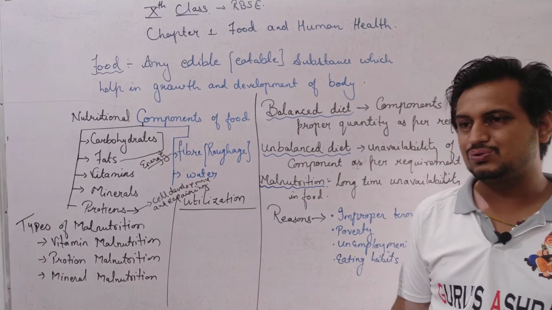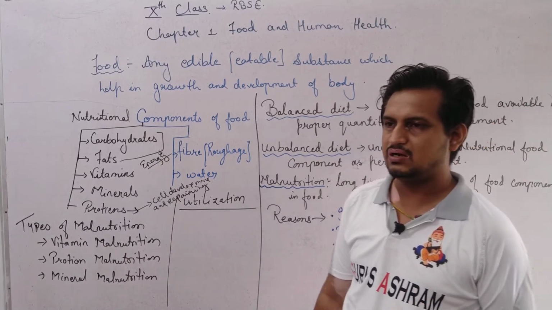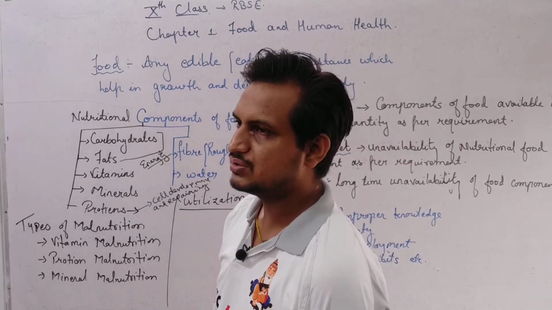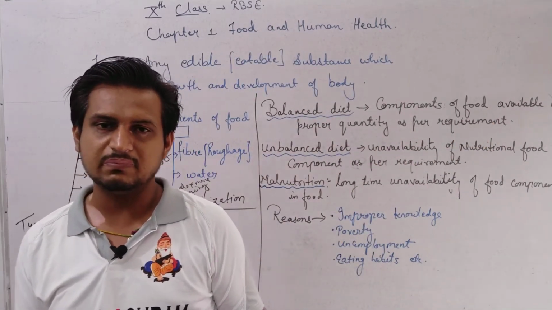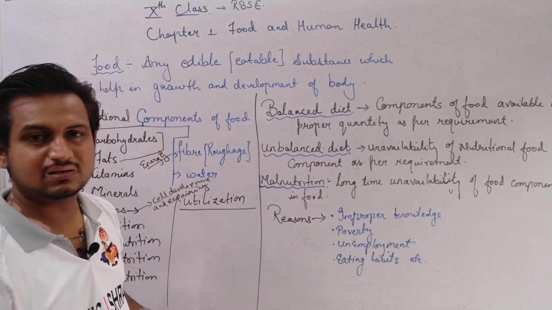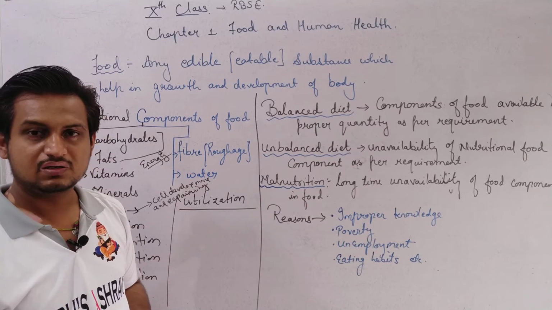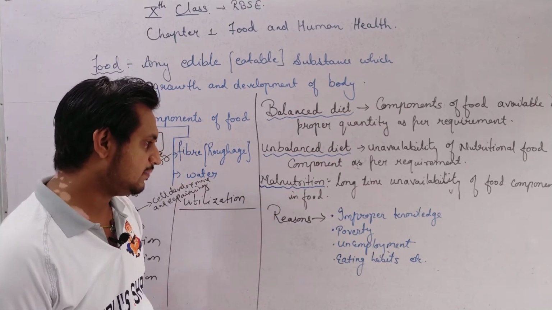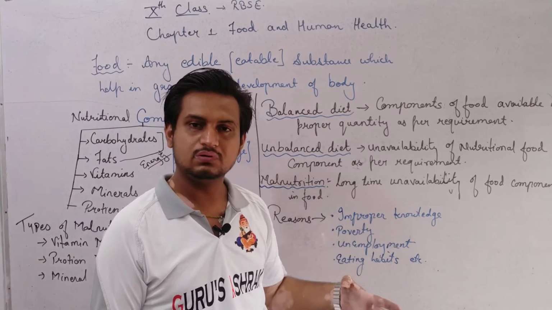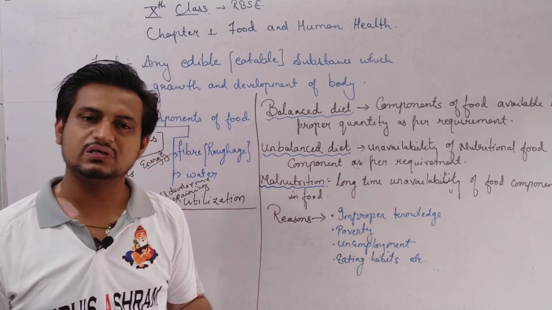No one likes to provide malnutrition to their child or to take malnutrition as their diet. But some reasons are there. Why do people have to suffer from malnutrition? The reasons are there. Improper knowledge of food. They do not know which food is better.